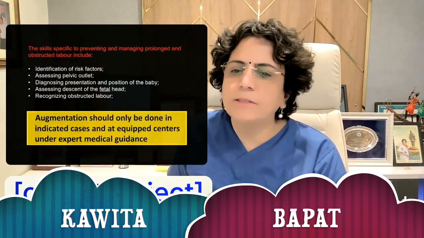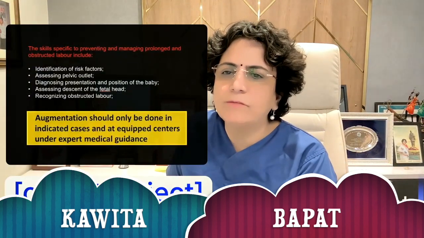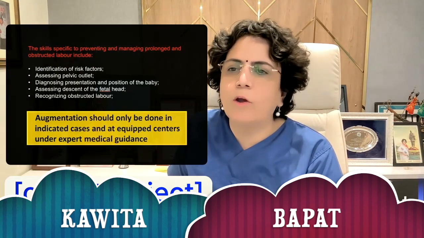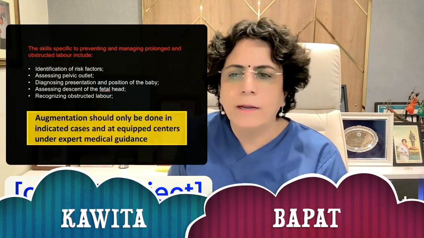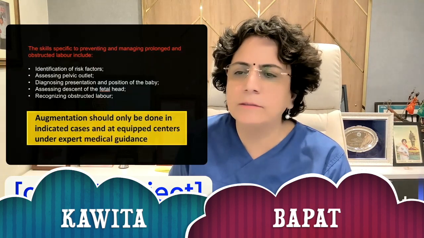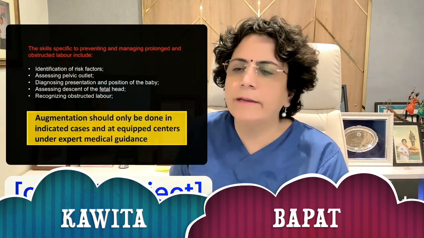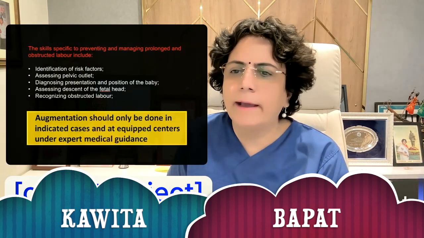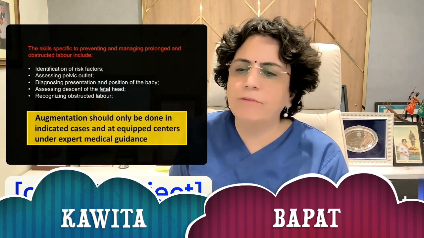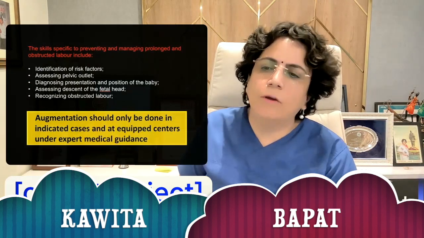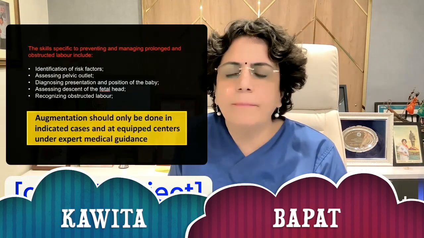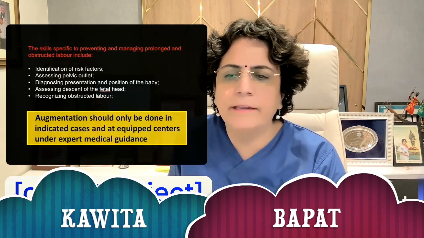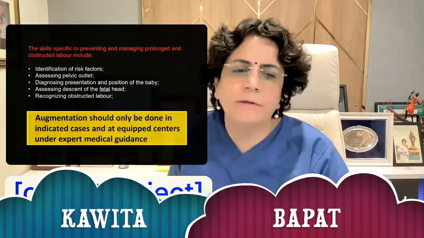Then, a very important point. The skills for preventing and managing prolonged obstructed labor include identification of the risk factors, assessing the pelvic outlet, diagnosing the presentation and the position of the baby, assessing the descent of the fetal head, and recognition of obstructed labor. Augmentation should only be done in indicated cases and at equipped centers under expert medical guidance.